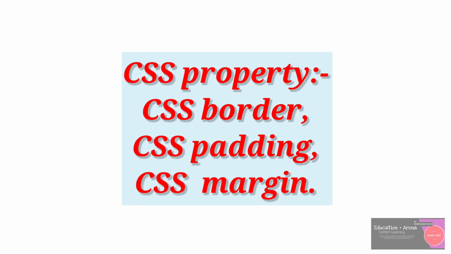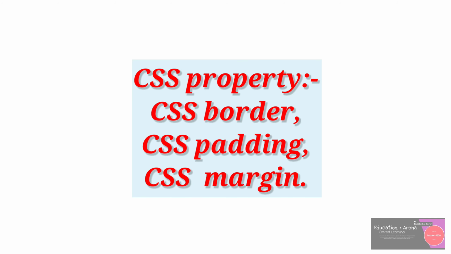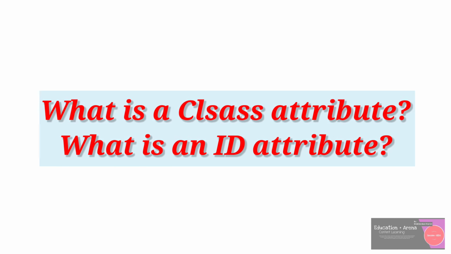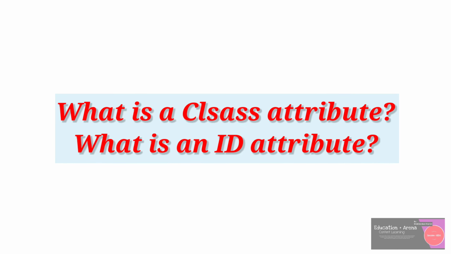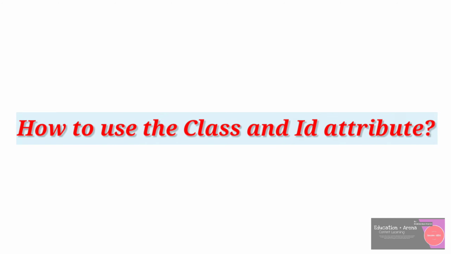In the last video we saw some CSS properties like CSS border, CSS padding and CSS margin. In this video we will see what a class attribute and an ID attribute are, and how to use the class attribute and the ID attribute with examples.